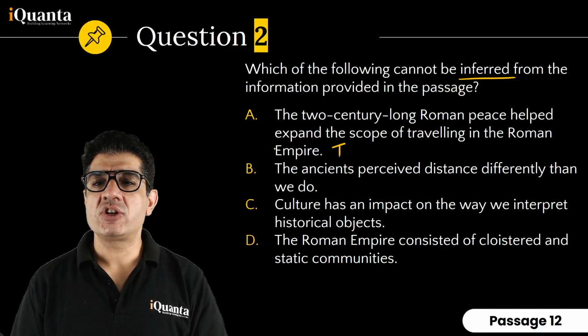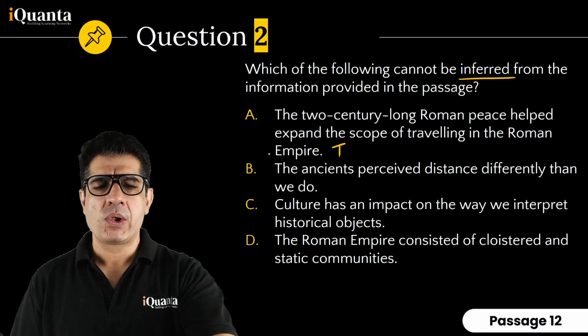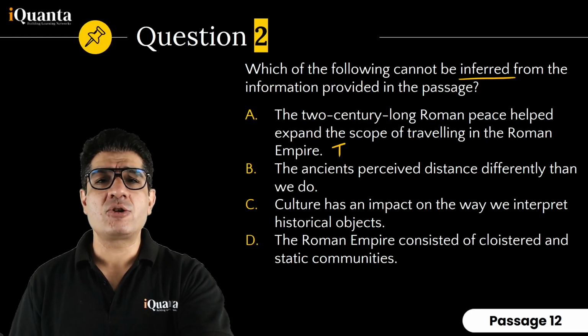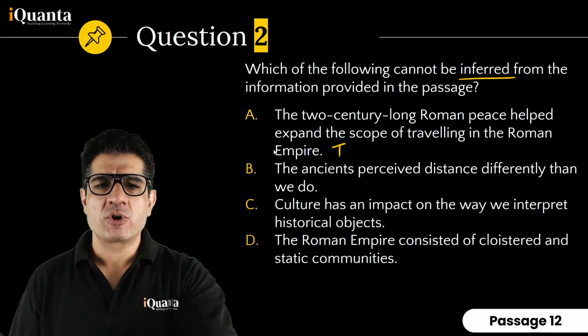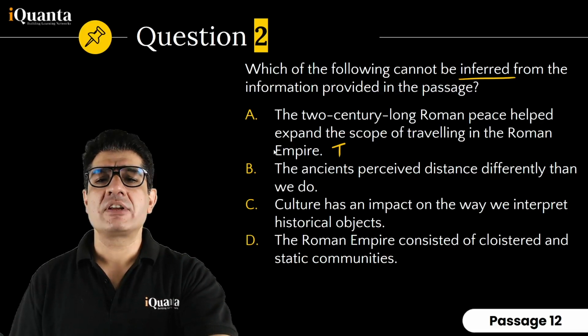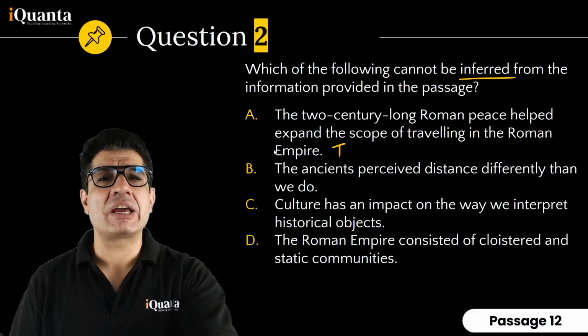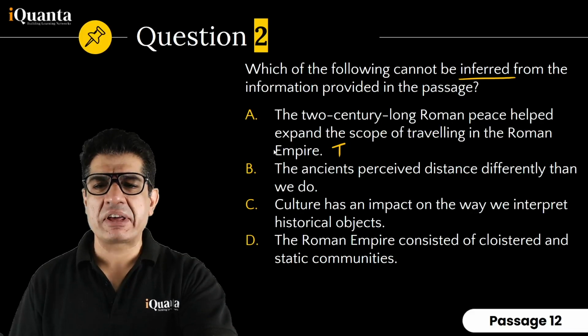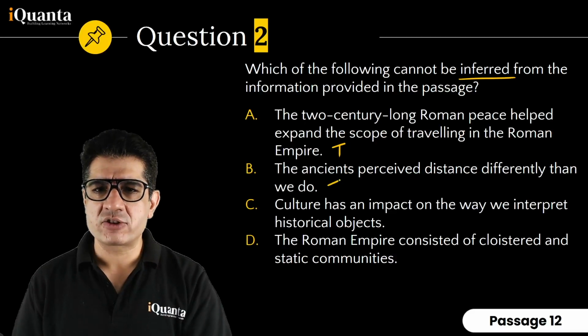B. The ancients perceived distance differently than we do. So remember that passage where I took that example of I live in Delhi and then I come from a small town. So that part where they talked about without modern mechanized transportation, confronted by enormous distances, varying weather, they must have had a differing opinion. So this is something that we can infer from there. So true.